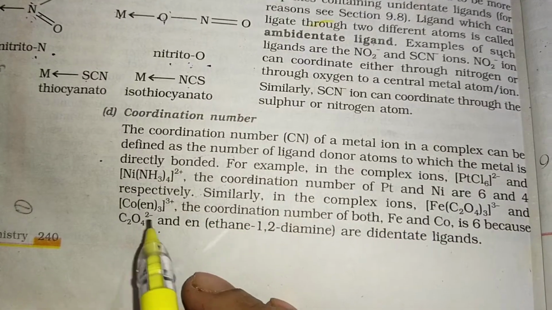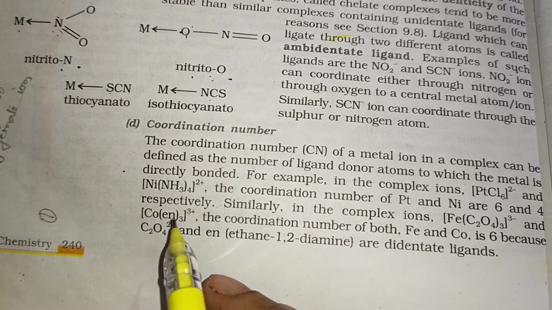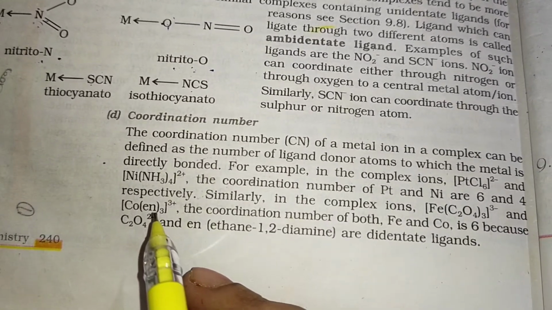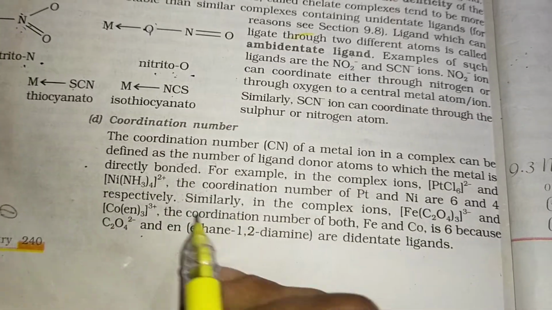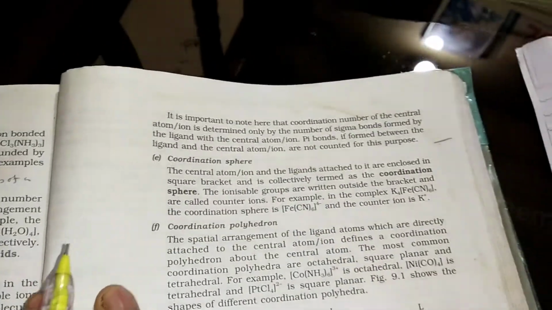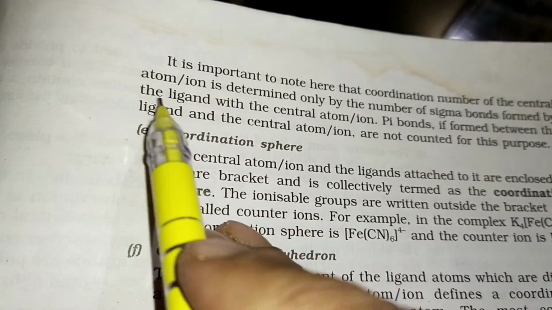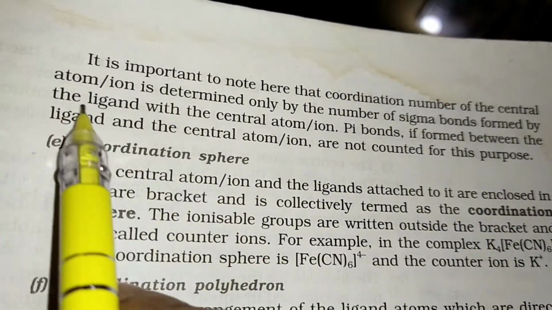Here it is coming en3. So en is ethylene diamine. Here also it is a didentate condition. So that's why the coordination number, 3 into 2, is coming 6 here. Otherwise, those which are unidentate ligands count as 1, meaning the number depends upon the number of surrounding atoms.